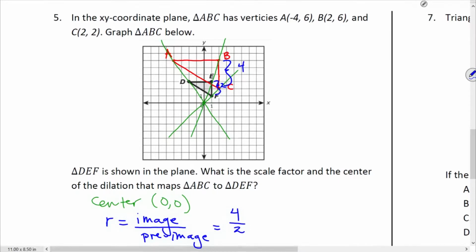Okay, or I could have looked at this length right here as 6, and this length is 3, and also gotten a scale factor of 2. So you can pull off any corresponding lengths. Usually in these problems, there's at least one that's either horizontal or vertical, so it's easy to pick off.